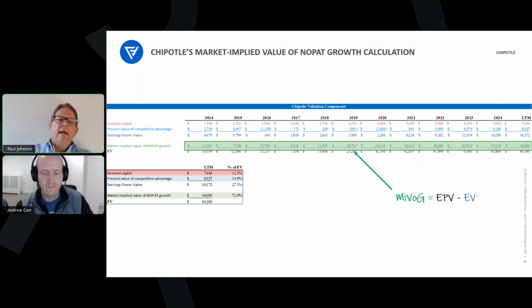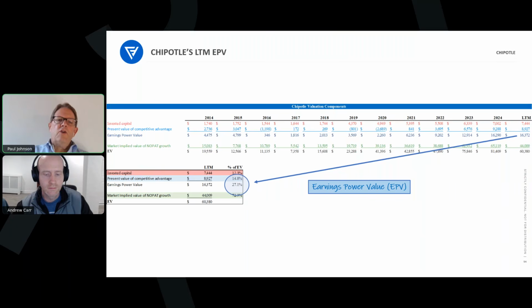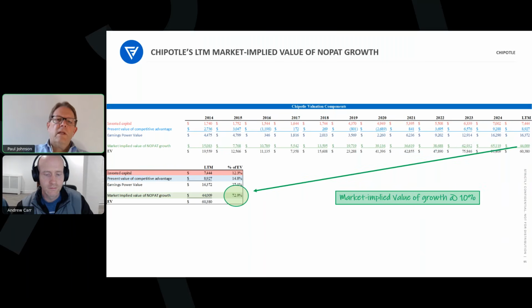I dropped that in. The difference between your enterprise value and your earnings power value. Boy, I have that wrong on a couple of slides. It's inverted. It's enterprise value minus earnings power value. That's my market implied value of growth. There's your earnings power value as a percentage. It's 27. I'm running through the tables quickly because the charts are way more interesting. So I'll show you in a minute. There's your market implied value of growth at 10%.